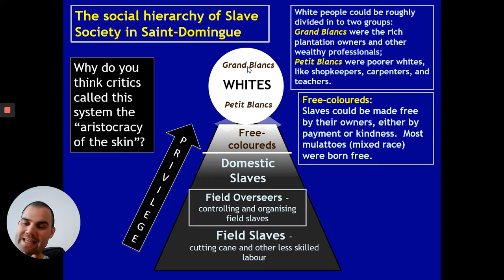The idea of calling it the aristocracy of the skin was to say, in France, your privilege in the hierarchy is based upon your ownership of land. Over here, it's based on the color of your skin. So it's an aristocracy of the skin. French revolutionary critics of the system in Saint-Domingue called it the aristocracy of the skin for that reason.